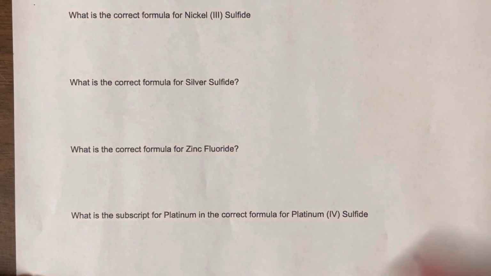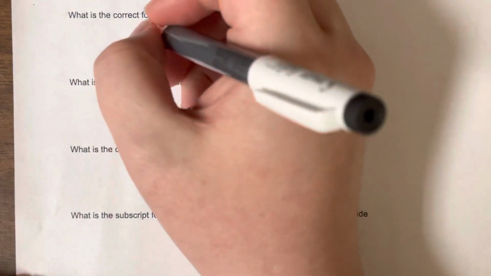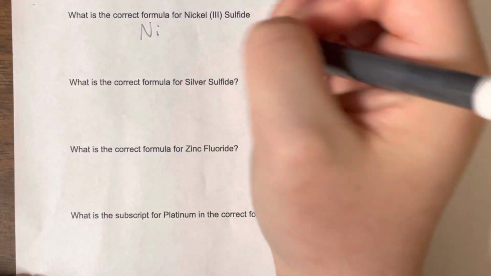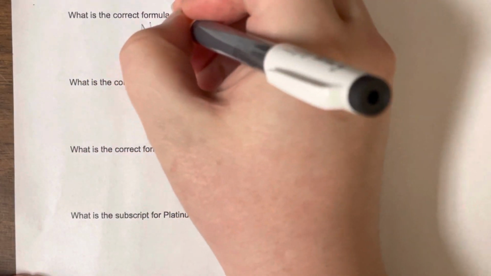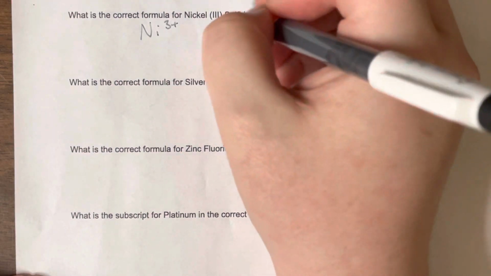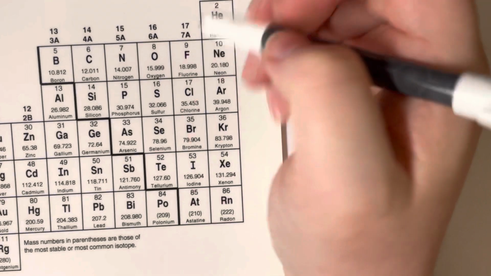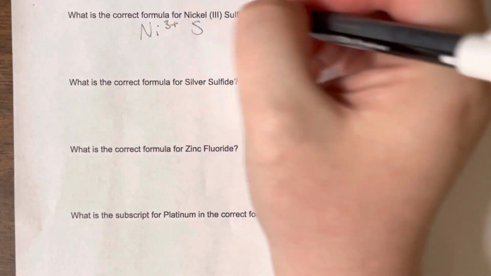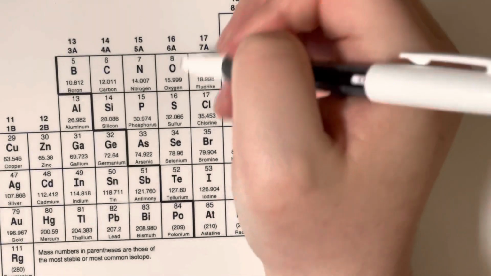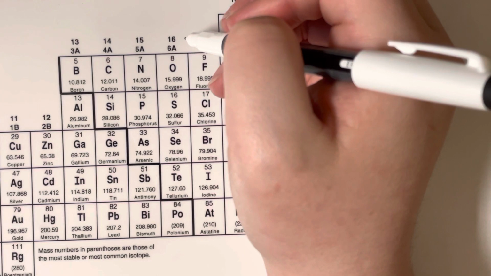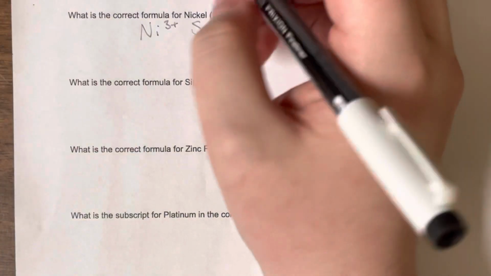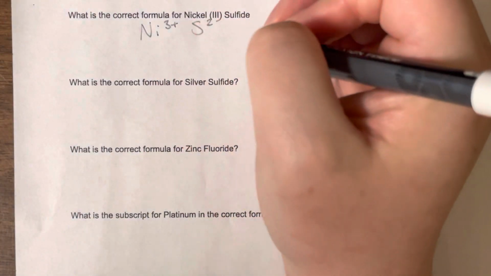What is the correct formula for nickel 3 sulfide? Nickel has the symbol Ni. Nickel 3 means that this is a charge of positive 3. And sulfide is secretly sulfur. Sulfur's symbol is S. And then sulfur is in column 6, which means it has 6 valence electrons. I have 6, but I want 8, so I'm going to steal 2.